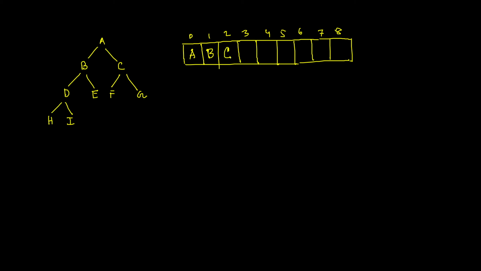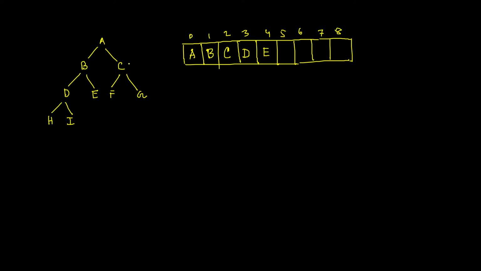Somewhere here C should be present. Similarly, with respect to this part, B, D and E, B is the parent, right? And the position of B with respect to this array is 1. That means with the same situation, the left child of B should be present at 2 into 1 plus 1, that is index 3. So D should be somewhere here, and obviously E should be somewhere over here.